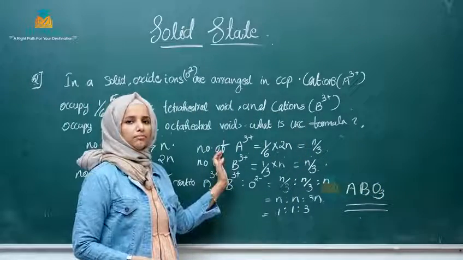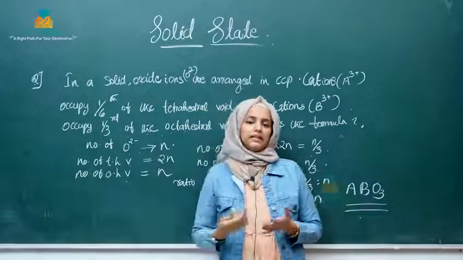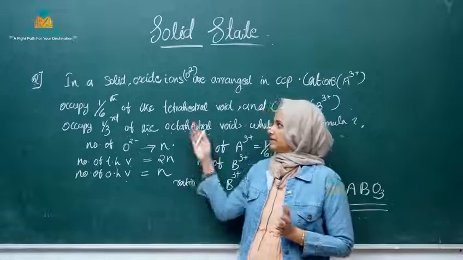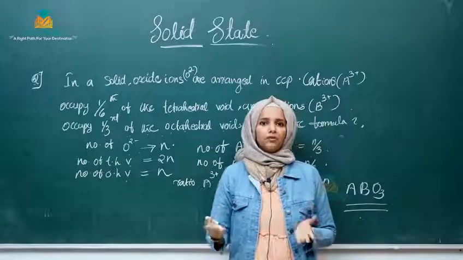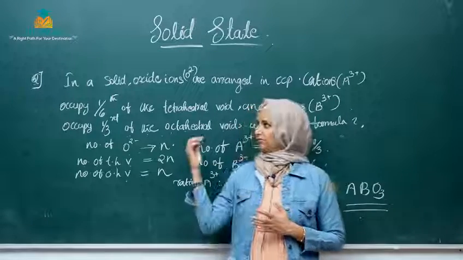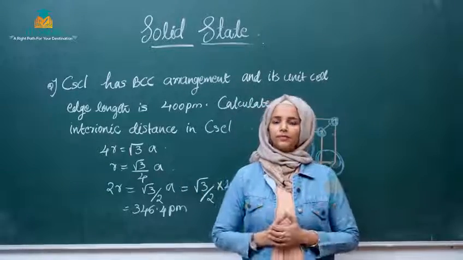So this is a very simple question. They ask questions like this, where you simply have to calculate the formula of the compound. It's a very easy one. You have to be thorough with the number of particles and the voids. So the formula here is ABO3. Next, one more problem, you check.